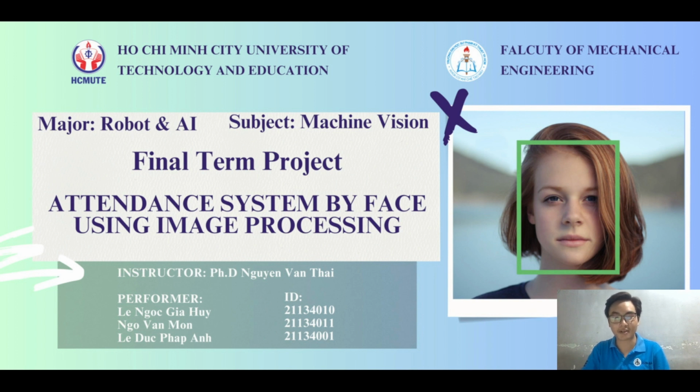My team has three members: Duc Phap Anh, student ID number E211 34001; Ngoc Gia Huy, student ID number E211 34010; and me, Ngo Van Mon, student ID number E211 34001.